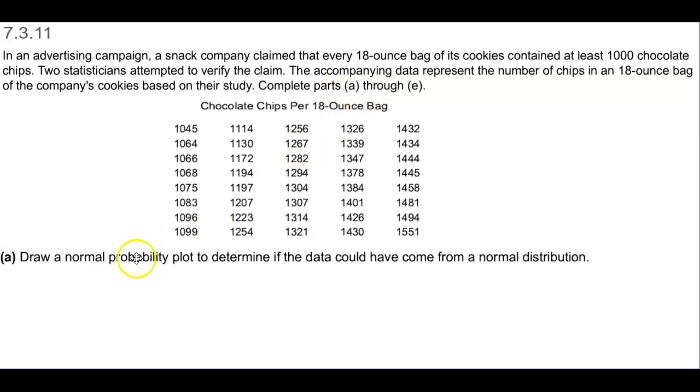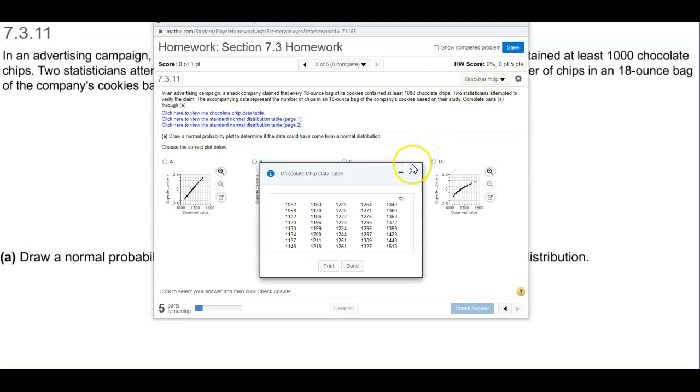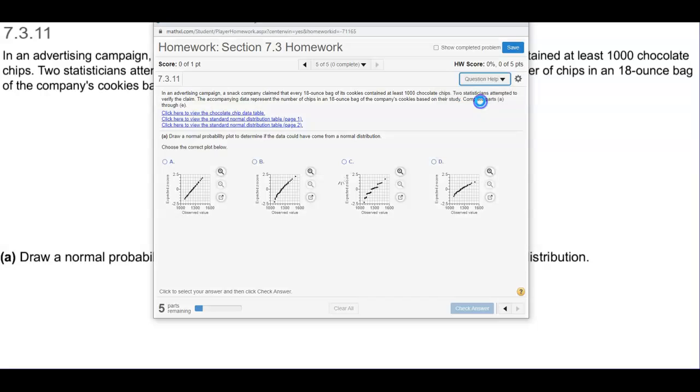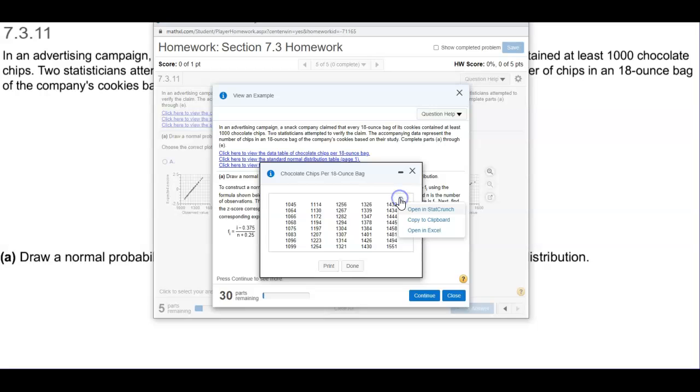We want to draw a normal probability plot to determine if the data could have come from a normal distribution. In our previous exercise, we used the observed values and the z-scores. Now, since we have so many data values, we're going to use the QQ plot, but we're not going to be using the expected z-score. So let's open this data up in StatCrunch. Here's our data.